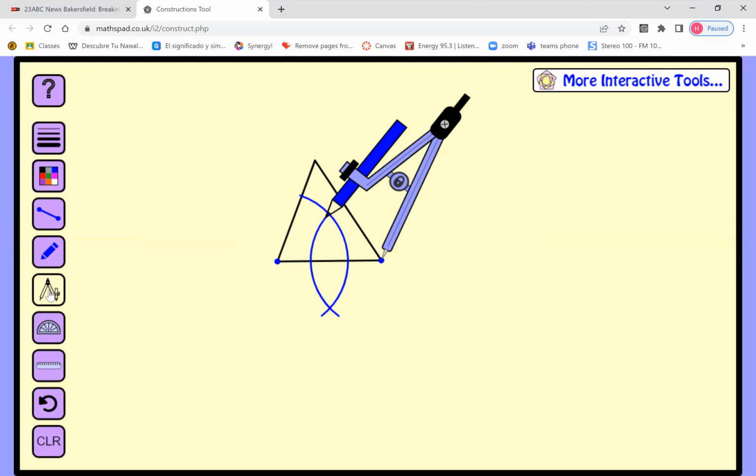Okay, so now let me connect a segment from here to this intersection. And let me connect in red. Let me take the compass out. This midpoint, I'm gonna connect it with the opposite corner. So that's one median. I said I was gonna do two.